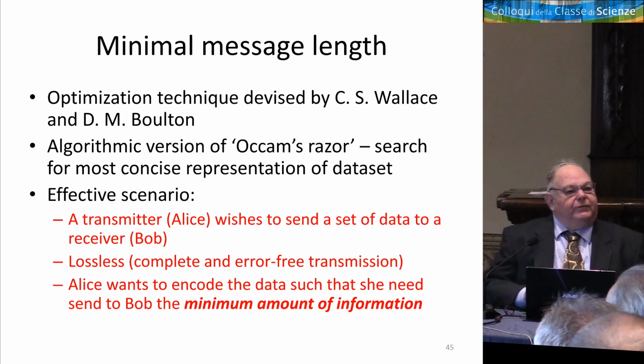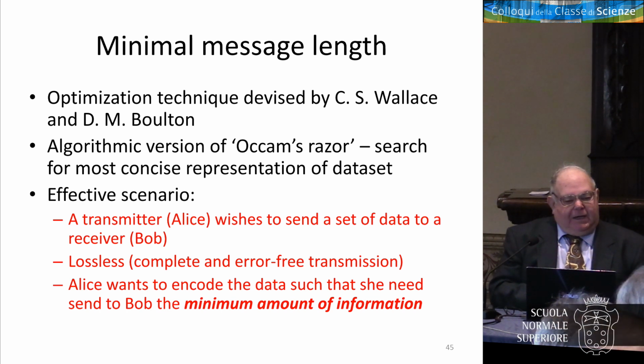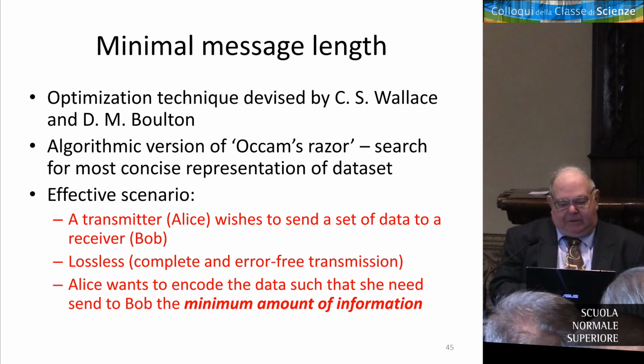And it's equivalent to the following scenario. There's a transmitter who wants to communicate information to a receiver, and canonically they're called Alice and Bob. It has to be lossless in the sense that the transmission of the information is complete and error-free. And Alice wants to encode the data such that she needs to send the minimum amount of information to the recipient.